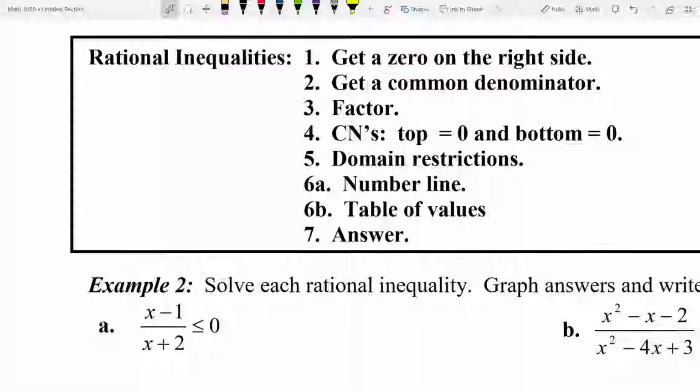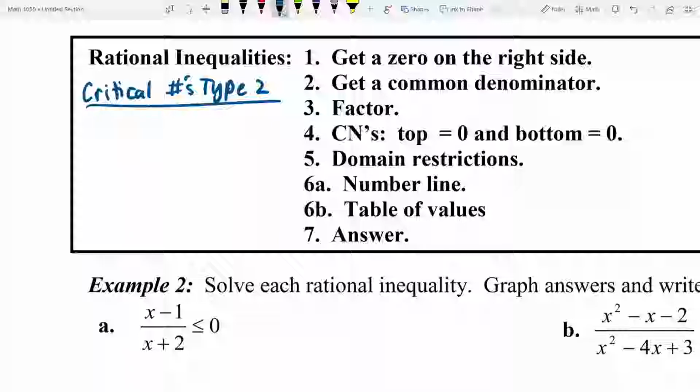Okay, a little bit tougher, very similar. The first thing I want you to do is write critical numbers type 2. The lesson that I taught you last time was critical numbers type 1. This is critical numbers type 2. So what do you have to have in order for it to be critical numbers type 2?